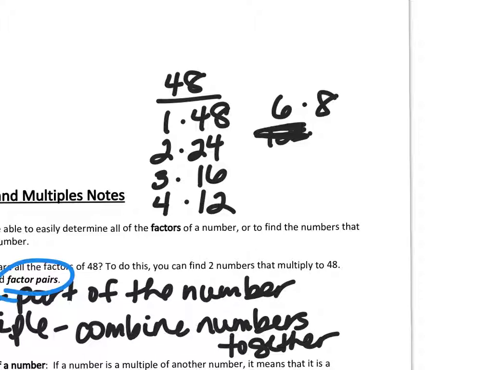I want you to notice something that's kind of going on here. What did I do from 1 and 48 to 2 and 24? Well, from 1 to 2, I doubled it by 2. Right? I multiplied by 2. And 48, I divided by 2 to get 24. Okay? I want you to think about that. We're going to talk about that a little bit more in class.